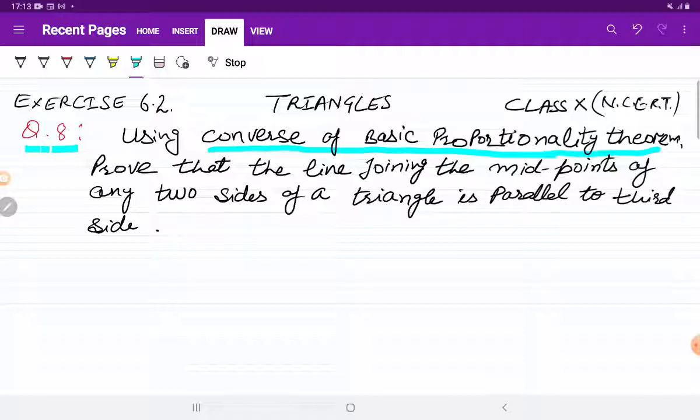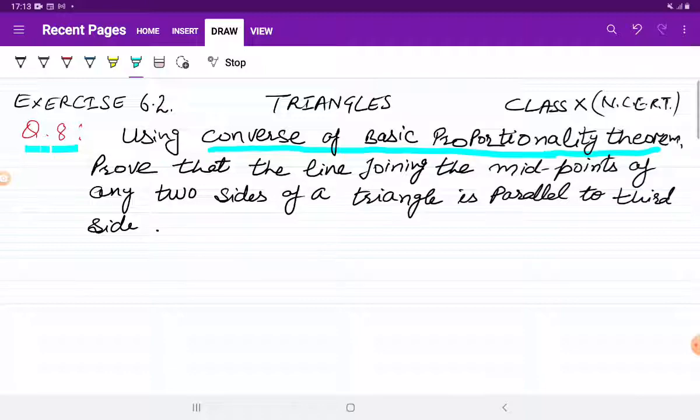Prove that the line joining the midpoint of any two sides of a triangle, meaning the line joining the midpoints of two sides of a triangle, that will be parallel to the third side. तो ये क्या था, ये हमने 9th स्टैंडर्ड में ऑलरेडी कर चुके हैं. That is the midpoint theorem. If you forgot, I'll give a link of the midpoint theorem which we already discussed in 9th standard. So please go through the midpoint theorem, that will be in the description box.